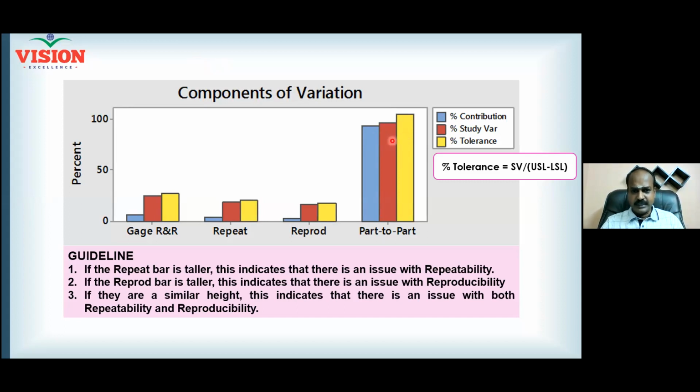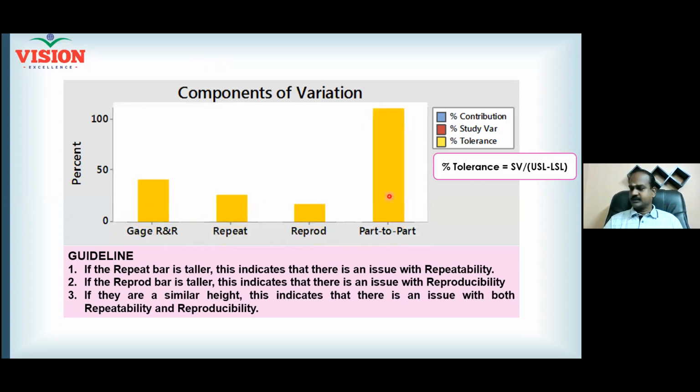And now there is red also given. The red can be used when you don't give USL, LSL. Yellow won't come, only the red will come, and at that time you can refer to the red. So that means this is what all of you need to compare.